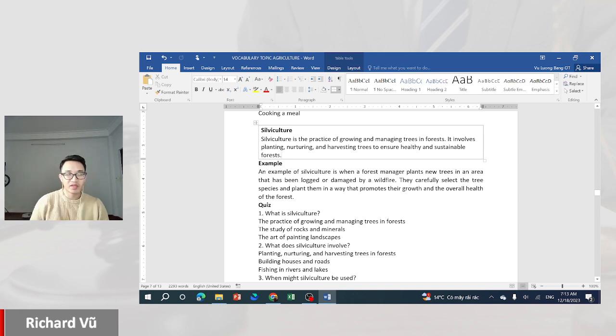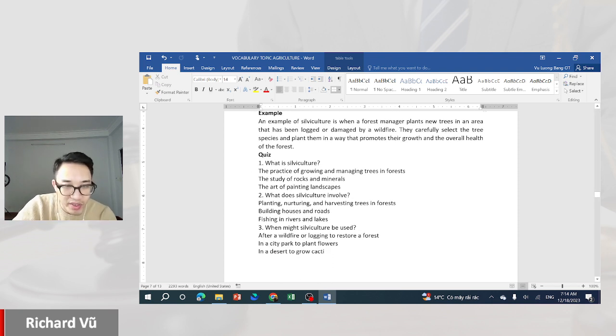An example of silviculture is when forest managers plant new trees in an area that has been logged or damaged by wildfire. They carefully select the tree species and plant them in a way that promotes their growth and the overall health of the forest. Silviculture. Keep in mind, silviculture is growing and managing trees in forests.